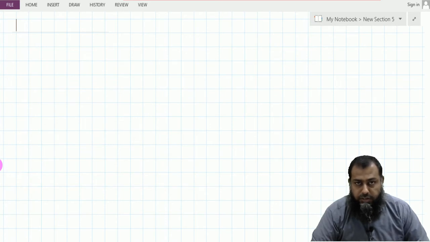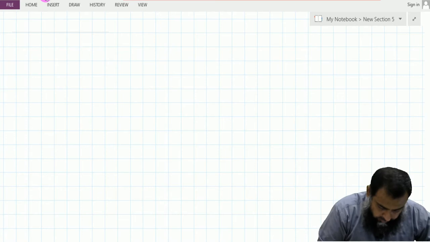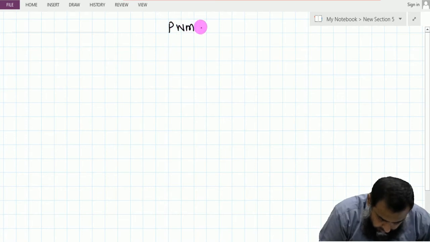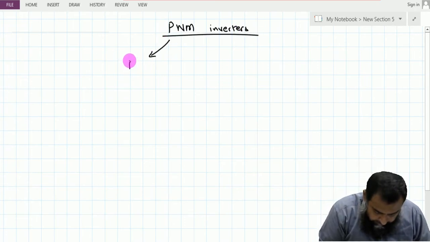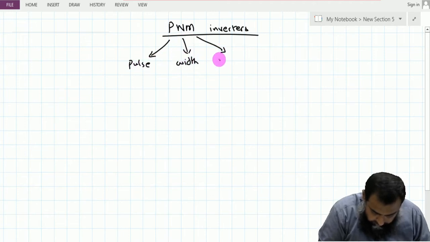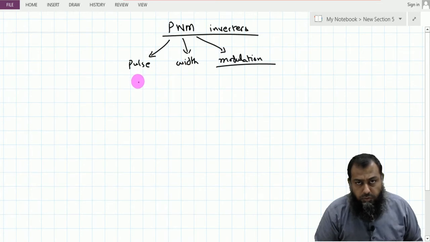So in this particular lecture, we will discuss the pulse width modulation inverters. So let us start with this topic. PWM stands for pulse width modulation. So we achieve this pulse width modulation by comparison of two signals. One is known as a modulating signal, and the other one is known as the carrier signal.